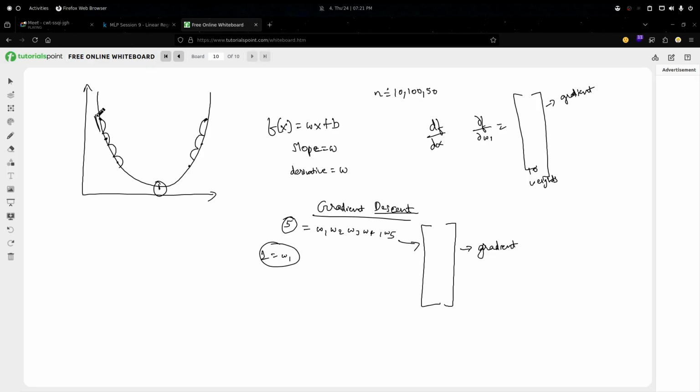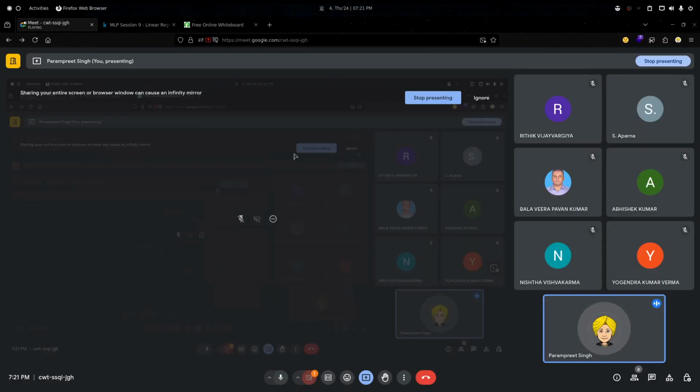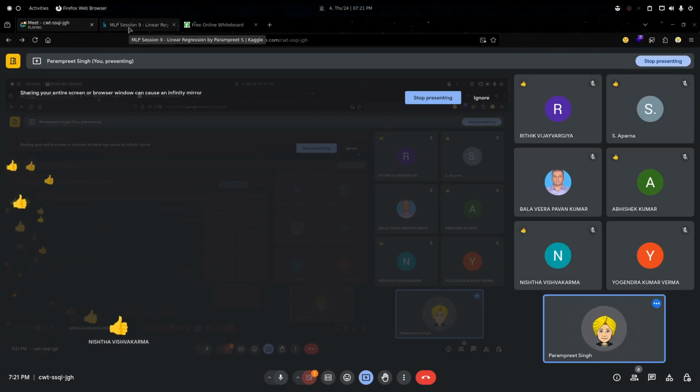What we do is we calculate the slope, and we subtract that slope from the w, and we do it some number of times. So is this clear to you all, guys? I know it's a bit more, but it will create the base for you all.